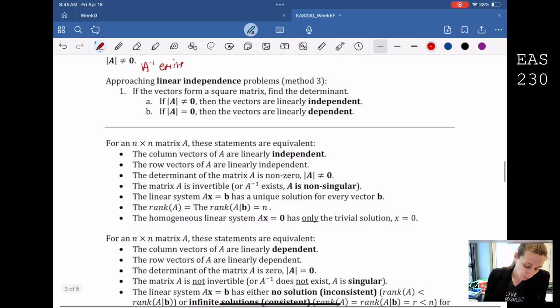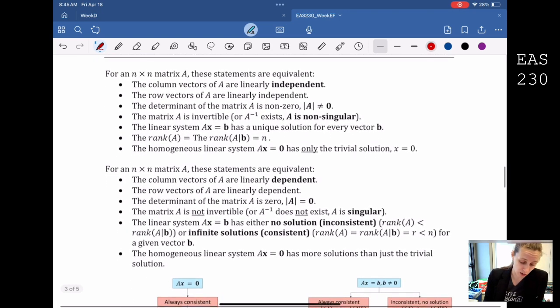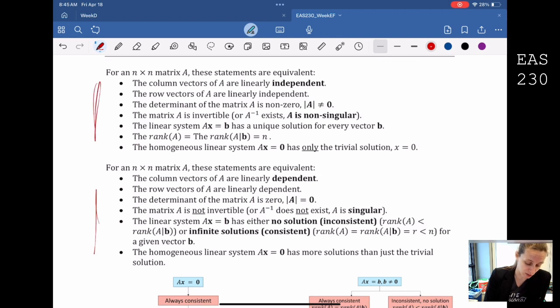And fundamentally, this whole idea comes down into these summary statements, where it says, if we have a matrix, and notice it's a square matrix, these statements are equivalent. The vectors of A are linearly independent. The vectors of A, or the rows of A, are linearly independent. So note, rows, columns, same thing. If they're independent, that means my determinant is not equal to 0. If my determinant isn't equal to 0, then my matrix is invertible. If my matrix is invertible, that means I have a unique solution and a consistent system.